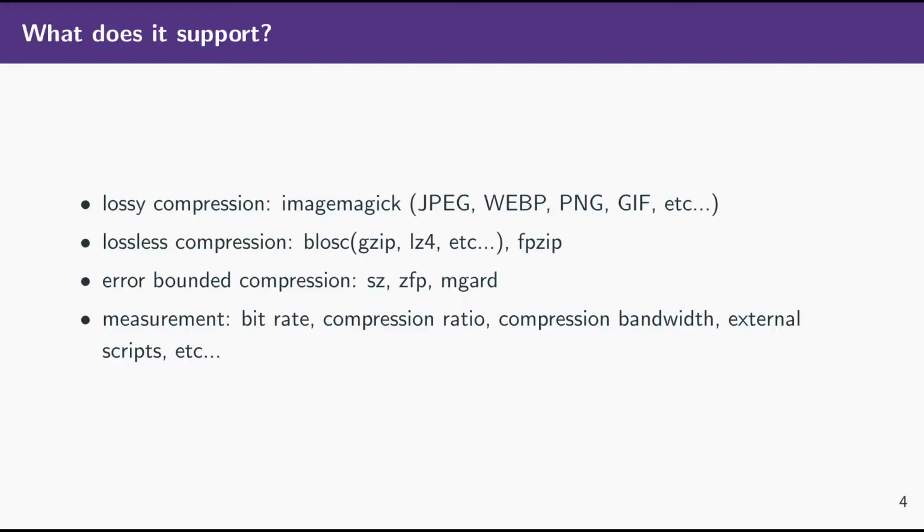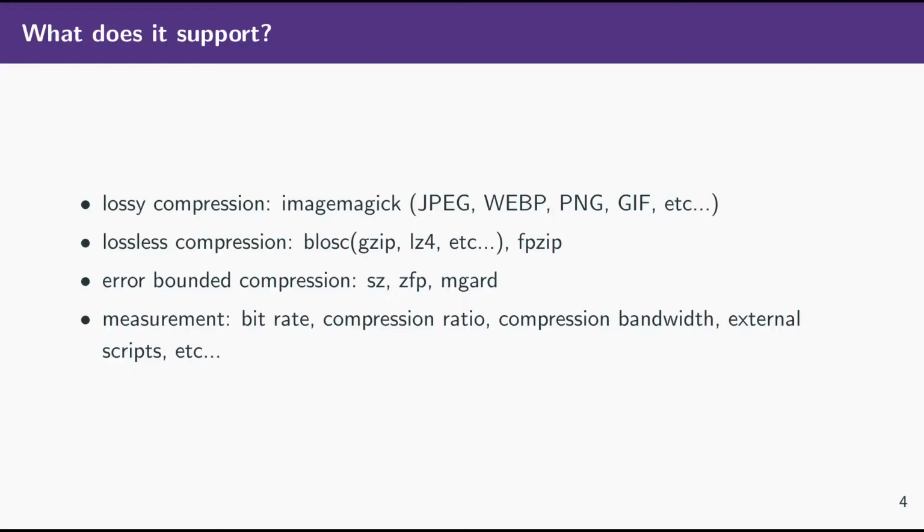So what kinds of compressor technologies does it already support? It supports image compression through ImageMagick, so that's a wide number of different image formats. Lossless compression through BLOSC, which provides all of the standard old lossless compression algorithms in an optimized form. The FPZip floating point lossless compressor, which I believe also has an error-bounded mode. And then error-bounded lossy compression through SZ, ZFP, and MGARD.